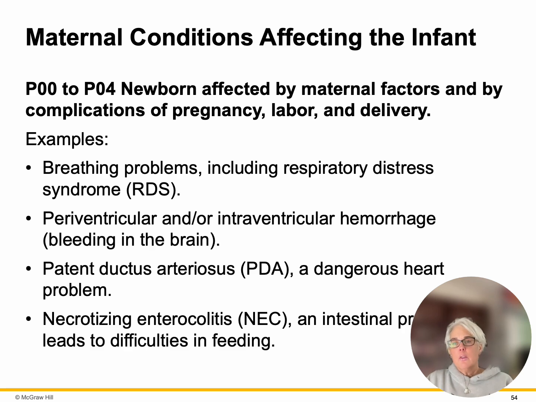So these codes are used when the newborn is affected by maternal conditions or complications of pregnancy and delivery. Examples include respiratory distress, intracranial hemorrhage, patent ductus arteriosus, or necrotizing enterocolitis that are related to the pregnancy or delivery. These codes appear on the infant's chart, not in the mother's, and so I would look for the language in the record that connects the infant's condition to something that happened during the pregnancy.